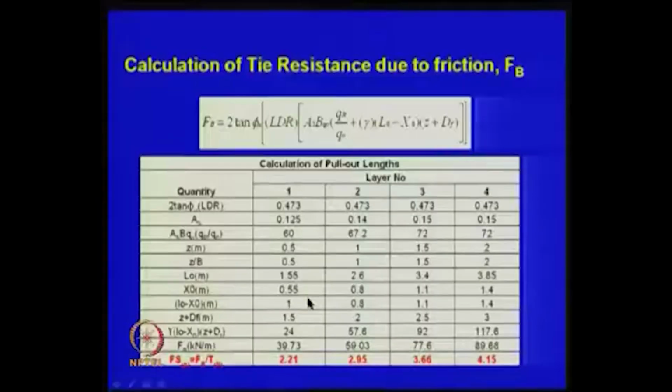So, you can see the other one, L naught. L naught gives you the length of the reinforcement actually. L naught is 1.55 meters here for the first level, second level the reinforcement length is 2.6, third one is 3.4 and fourth one is 3.85 meters on one side of the foundation. Now, on both sides it becomes twice, like for a 1 meter foundation you have to go for about 3.85 into 2, it is too big, right.